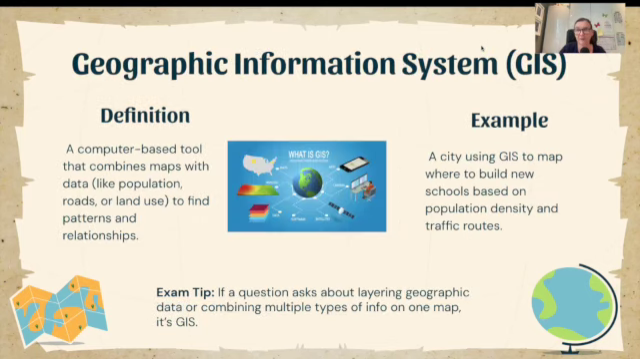Geographic Information System, the GIS. Definition: a computer-based tool that combines maps with data like population, roads, or land use to find patterns and relationships. For example, a city uses GIS to map where to build new schools based on population density and traffic routes. The exam tip: if a question asks about layering geographic data or combining multiple types of information on a map, it's GIS.